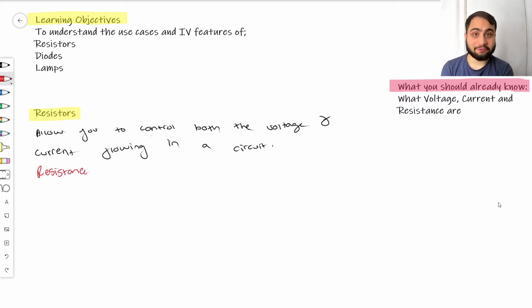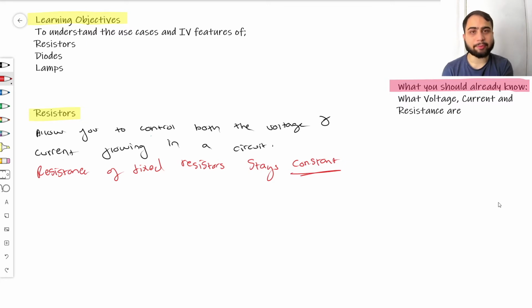Alright, now a key feature about these is that the resistance of these fixed resistors stays constant. Now that is a very key point that you must remember because it's going to come in handy when you have to remember the shape of its IV graph, so current against voltage.